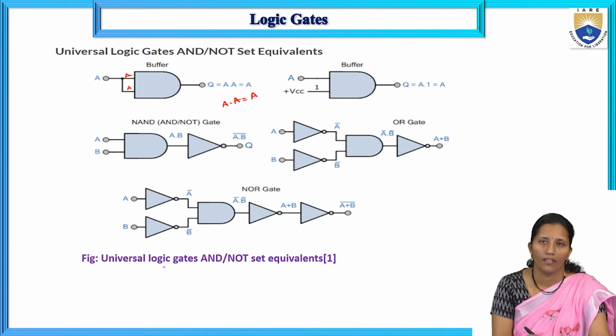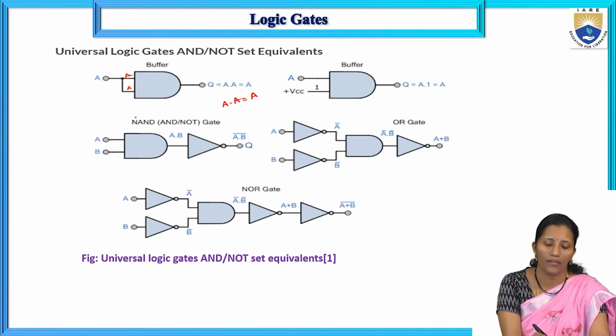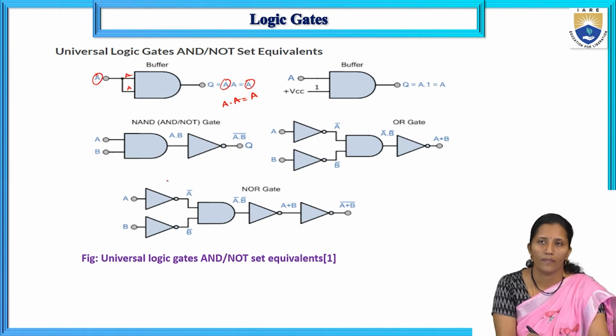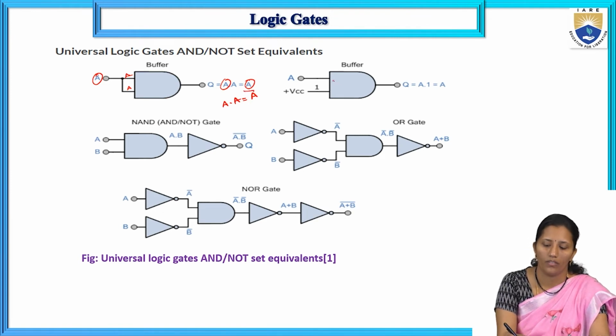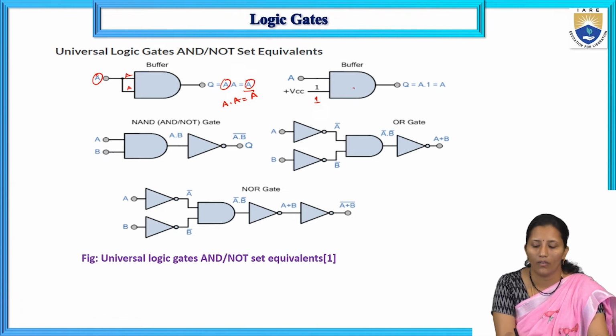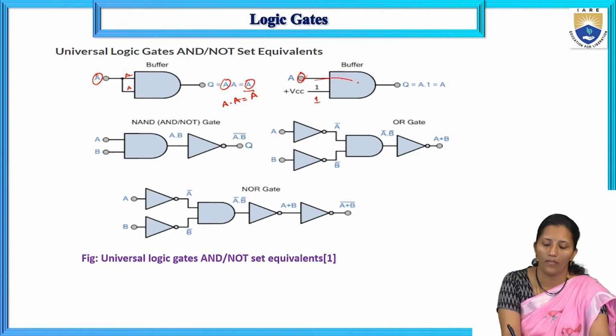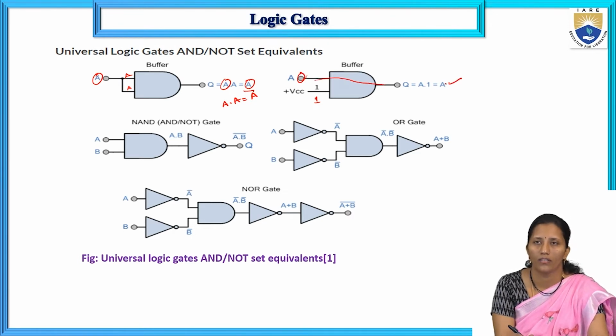For the AND gate with both inputs the same, it just acts like a buffer. Whatever input we give, the same output we get. Whatever the input given to the AND gate will be given as output. Otherwise, if one of the inputs is 1, then we get the same output as the other input A, so the same is given to the output, like a buffer.